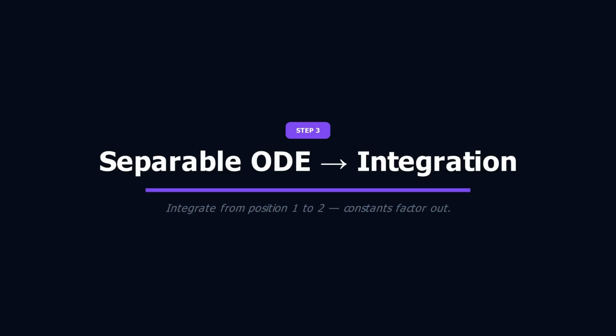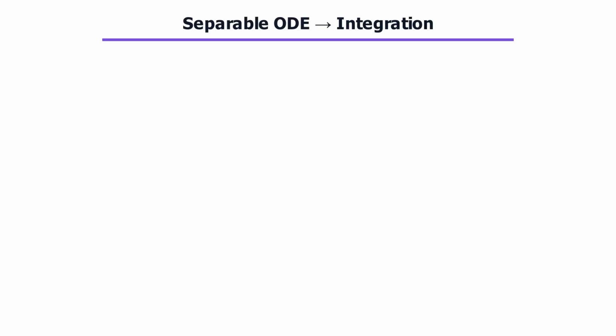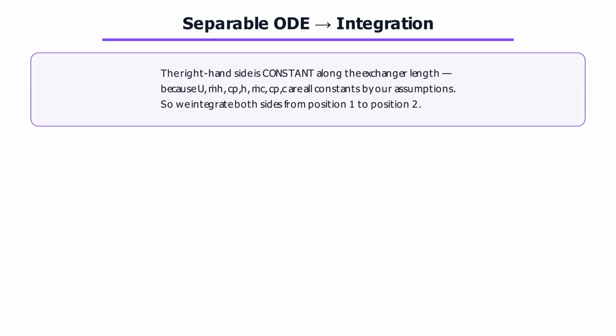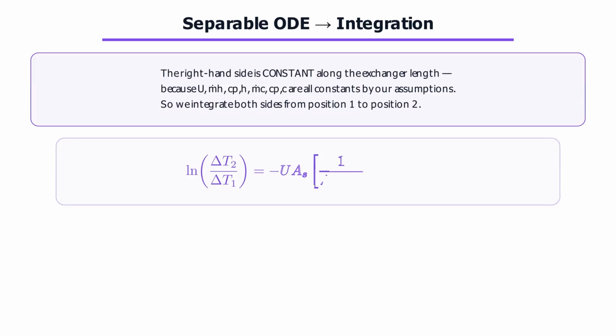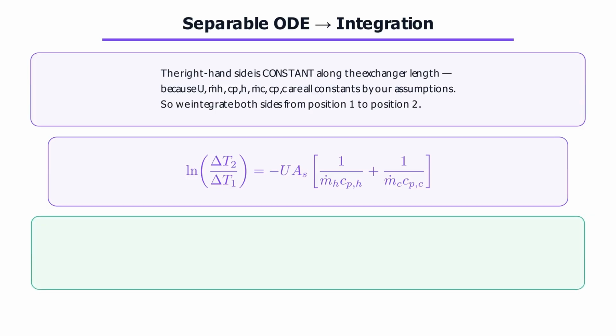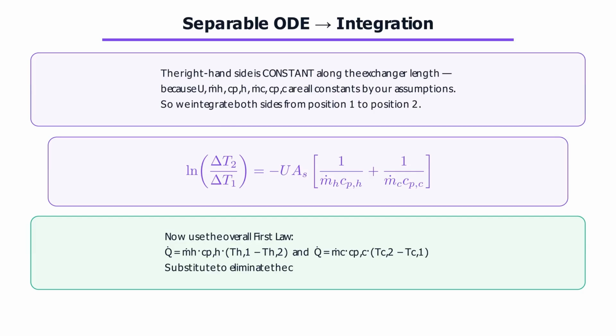This is a separable ordinary differential equation. The right-hand side is constant along the length of the heat exchanger because U, m dot h, CPH, m dot c, and CPC are all constants by our assumptions. So we integrate both sides from position 1 to position 2. ln of delta T2 over delta T1 equals negative U times AS times (1 over m dot h times CPH plus 1 over m dot c times CPC).